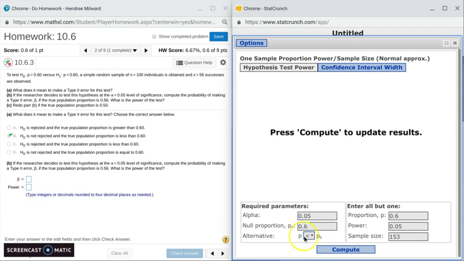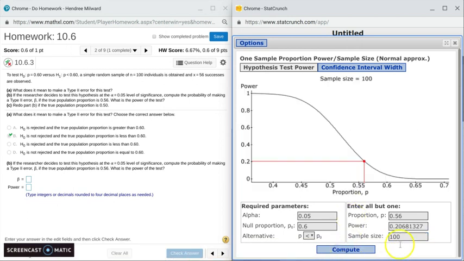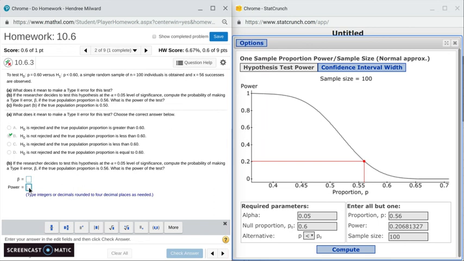We think the true population is less than the null. We're testing to see if it's less than the null. And the proportion we got in our sample is 0.56, right? 56 out of 100 is 0.56. We don't know the power. We want to find that, but we know the sample size of our sample is 100. Okay, and this is going to give us the power, which is equal to 0.2068. I think it's rounded to 4 decimal places.